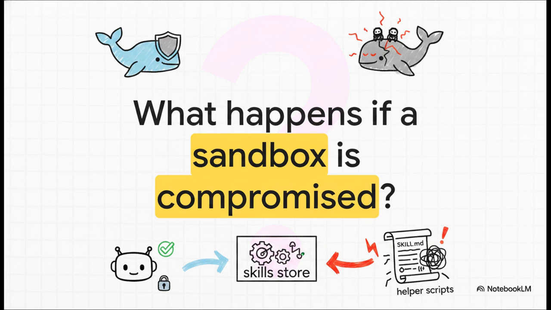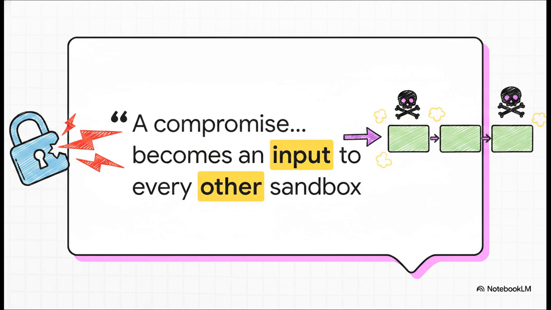That's what allows agents to refine a skill and persist it. But it also means any malicious code in that sandbox can secretly alter the SKMD or the helper scripts hiding inside that shared store. To put it in the starkest terms possible, the source documentation issues this warning, and I quote, "A compromised or prompt injection in one sandbox becomes an input to every other sandbox that shares the store." Really let that sink in for a second.